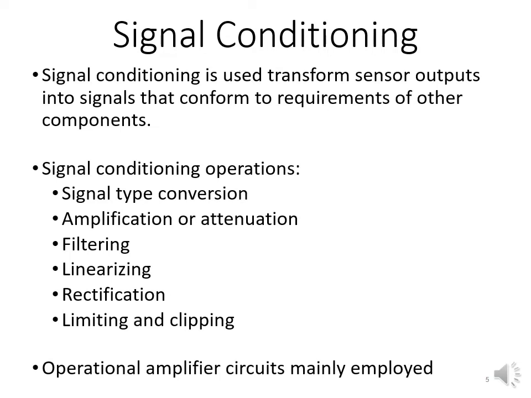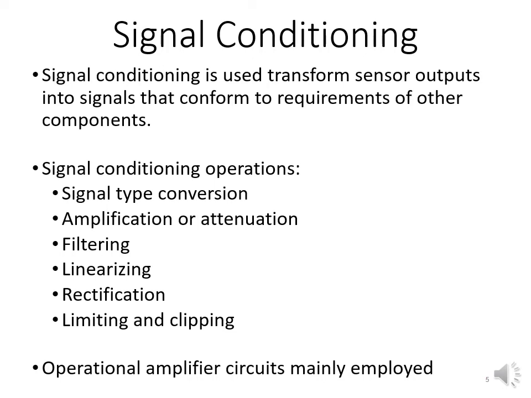Signal conditioning is used to transform sensor outputs into signals that conform to requirements of other components. So generally, the sensors would produce signals of various ranges. But when we design the other components, they usually take signals within certain defined ranges. Therefore, we will need signal conditioners to change from the sensor signal ranges into the ranges that have been designed for the other components.